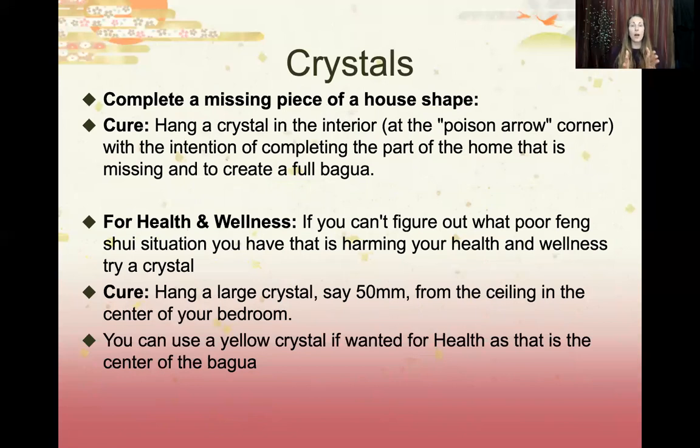We talked about a missing piece of a house, using mirrors to push out the walls. If that's not practical, we can hang a crystal in the interior at the poison arrow corner, with the intention of completing that part of the home that's missing and creating a full bagua. We also could go outside, and we're going to talk about lights and other movement things as cures. You could put a shepherd's hook where that missing piece is and hang something from there, and that too will cure the missing piece.